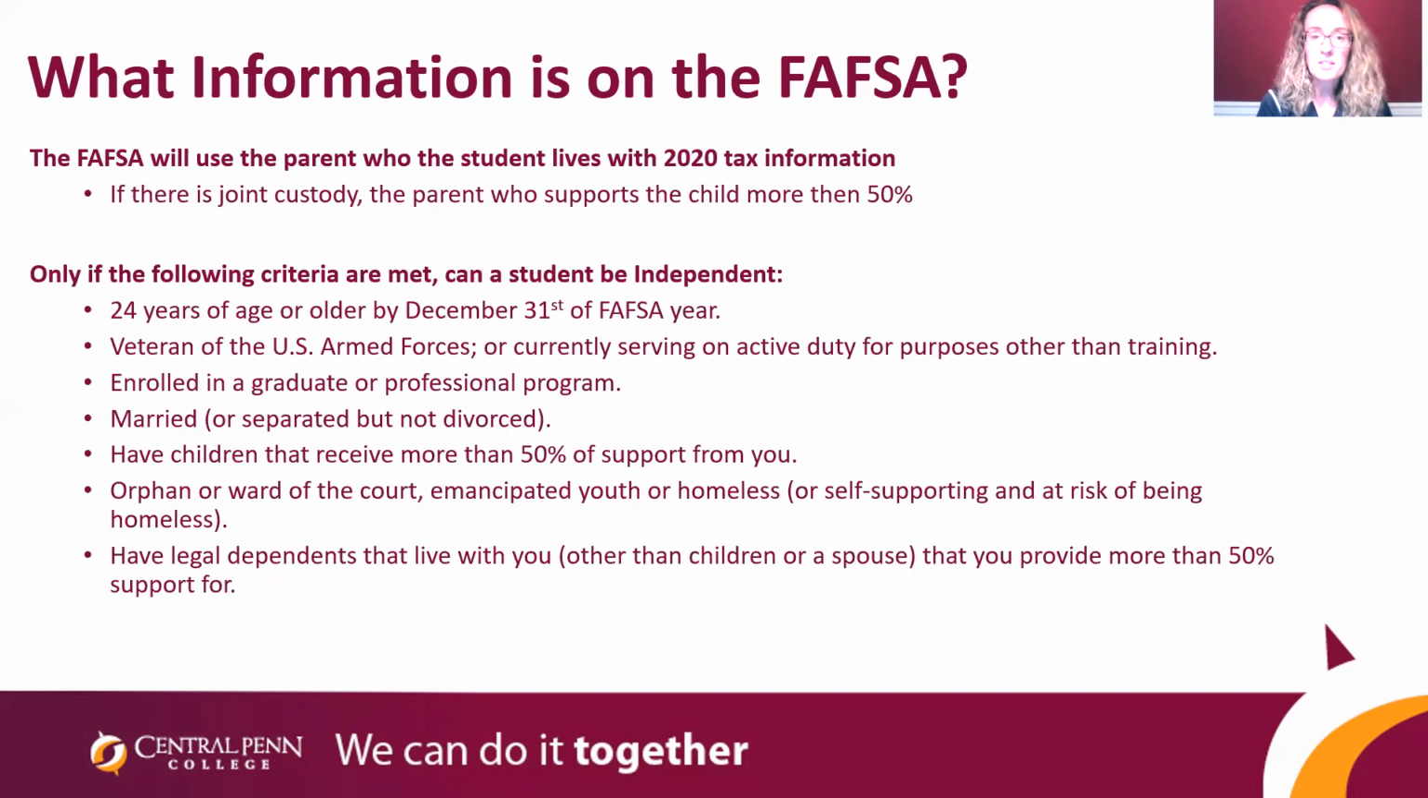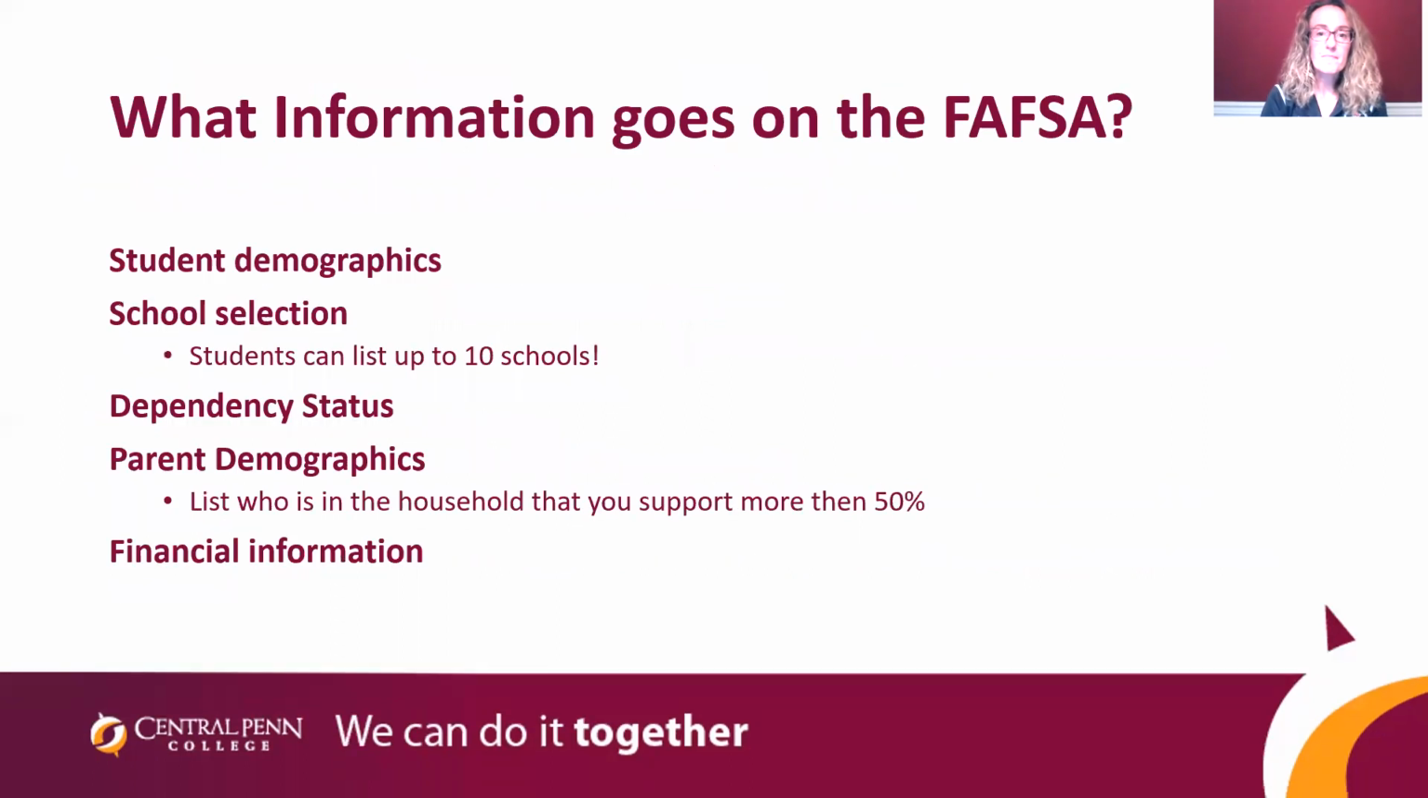We also get a lot of questions about independent status. Hey, my kiddo graduated high school and they're planning on moving out, so we'd like to apply for them to be an independent student. Well, unfortunately, if the student doesn't meet the below criteria, they are not considered independent. So they need to at least be 24, a veteran or active duty, enrolled in a graduate or professional program, which is not an associate's or a bachelor's degree, married, have children or legal dependents that the student supports, not you as the parent, or an orphan or ward of the court, emancipated youth, or homeless, which would be documented in the guidance office at the high school.